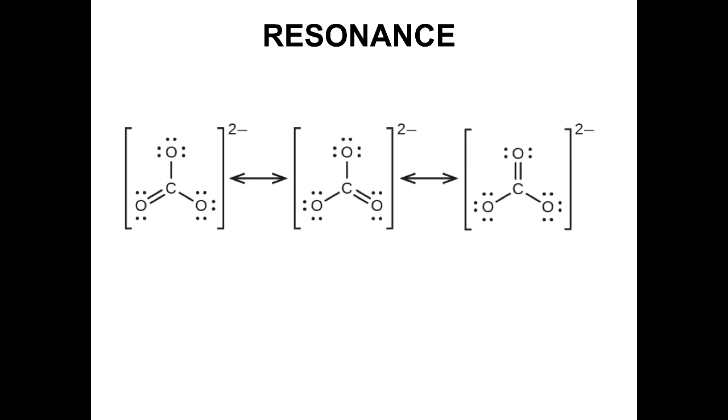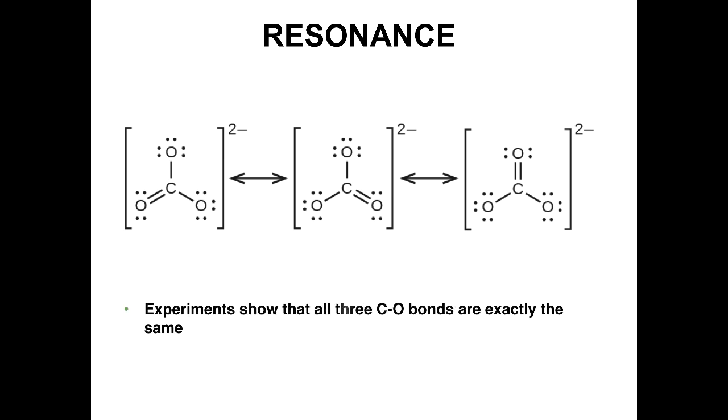Now here's an example where there's three resonant forms. You can see that the double bond moves from one oxygen to another oxygen to another oxygen. So you have three resonant forms. And interestingly, experiments show that all three of these bonds are exactly the same length. Now that would not be true if any particular oxygen were preferred for the double bond. What this tells you is that the double bond oscillates between the various oxygen possibilities in nature.